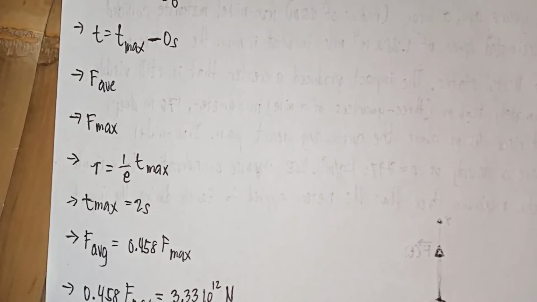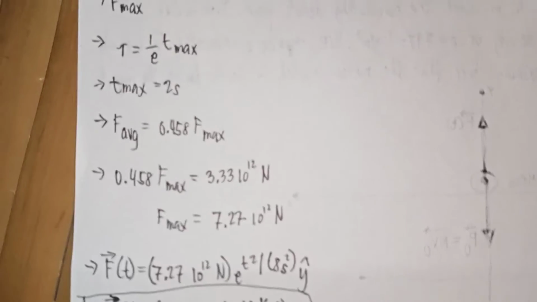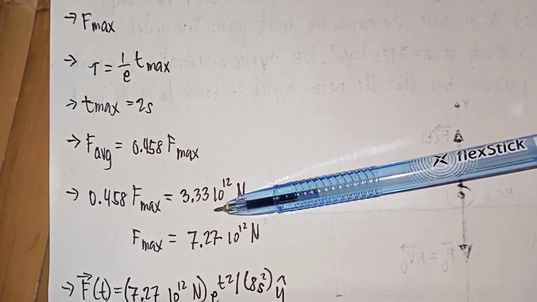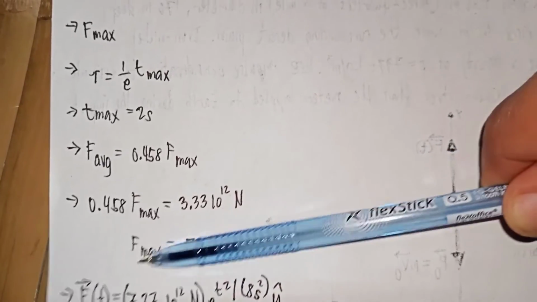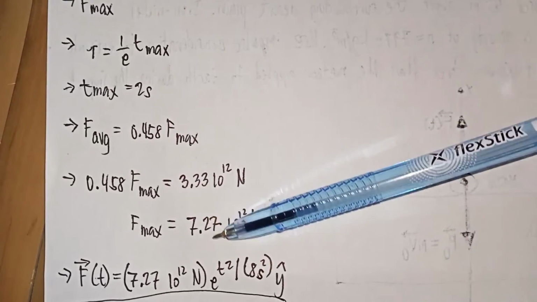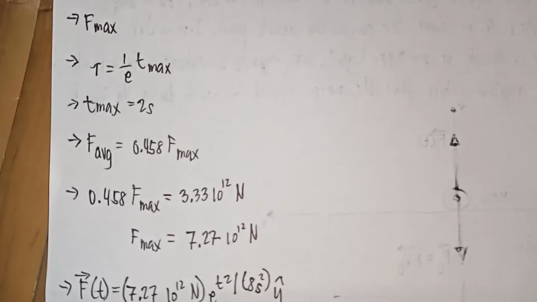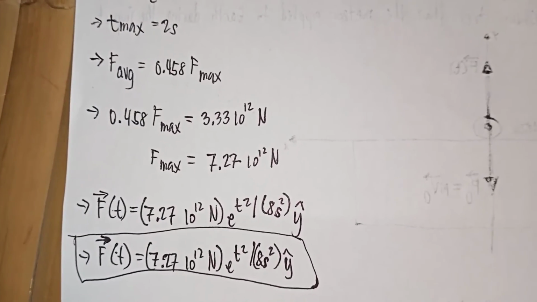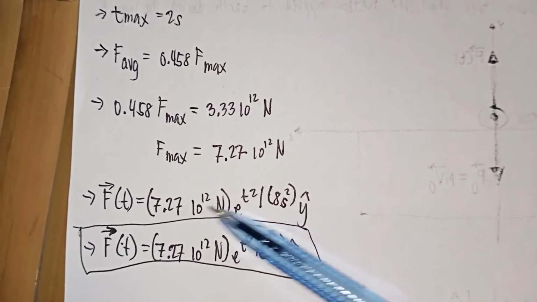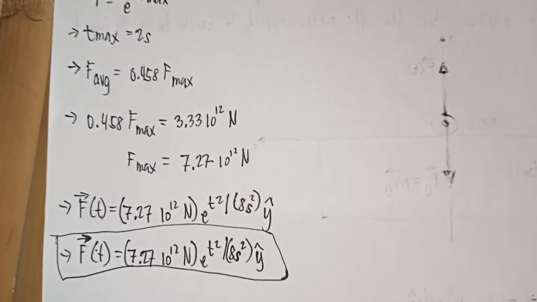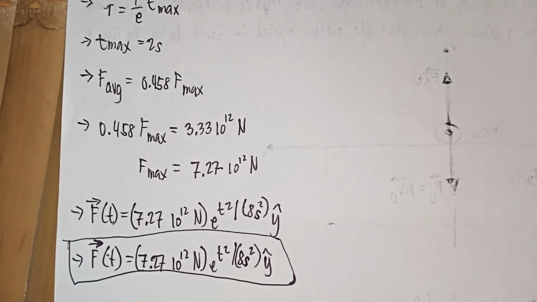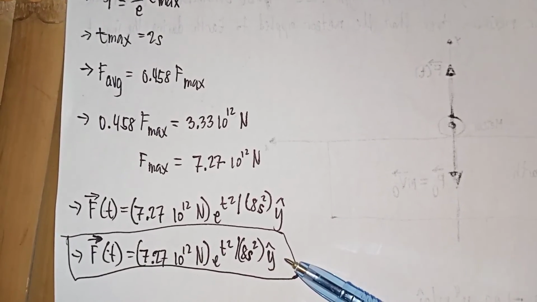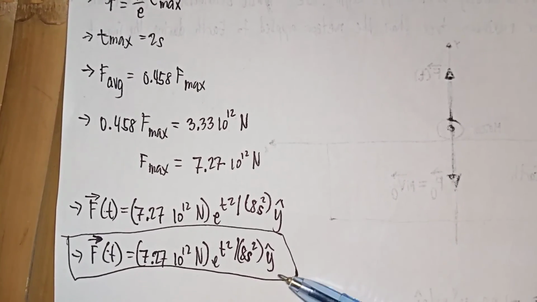So the maximum force: 0.458 F of max equals 3.33 times 10 to the power of 12 N, and F of max equals 7.27 times 10 to the power of 12 N. So this is the complete force function, including direction. By Newton's third law, the force of the meteor applied to Earth is given by this equation, which is the answer to the original question.